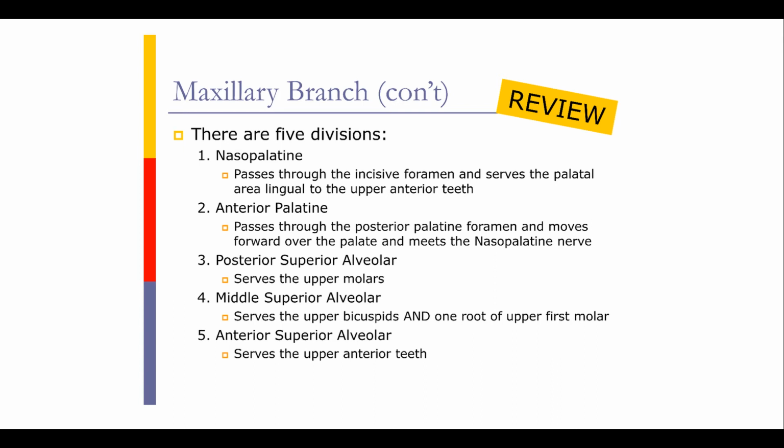And then you have the three that serve the teeth: the posterior superior alveolar that serves the upper molars, the middle superior alveolar that provides nerves to the premolars or bicuspids, and the mesial buccal root of the upper first molars, number 3 and 14, and then the anterior superior alveolar nerve that provides nerves to the upper anterior teeth.